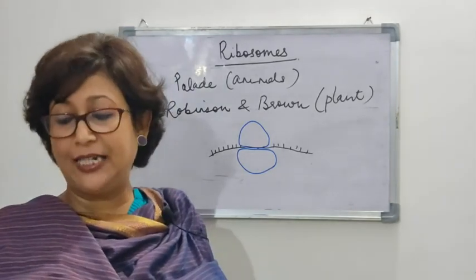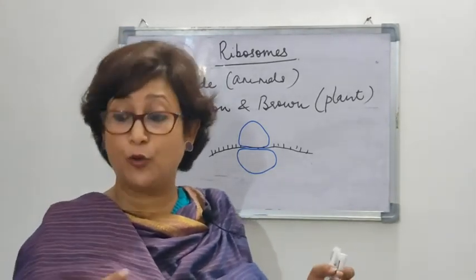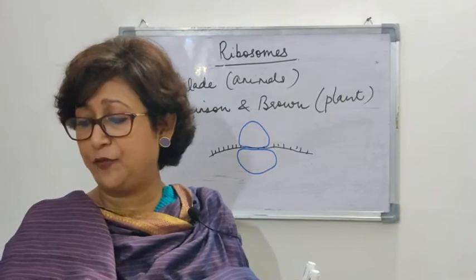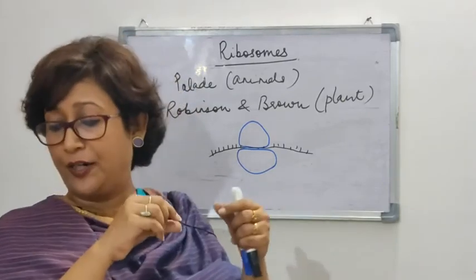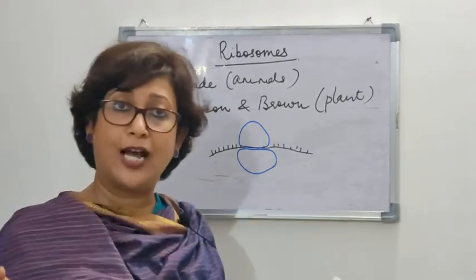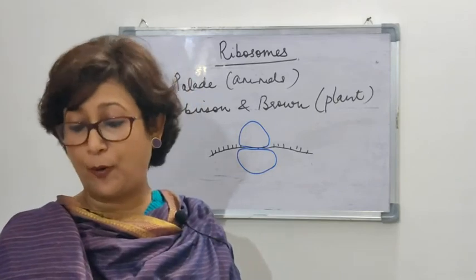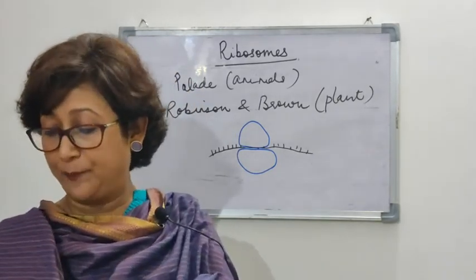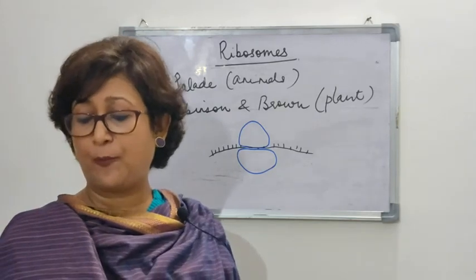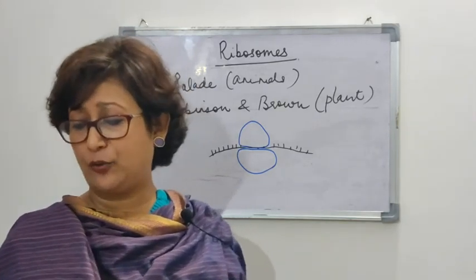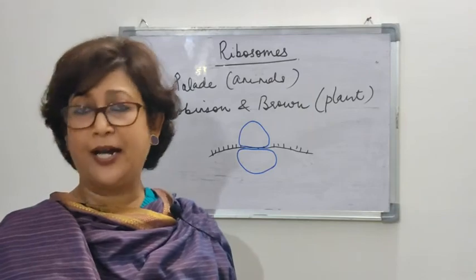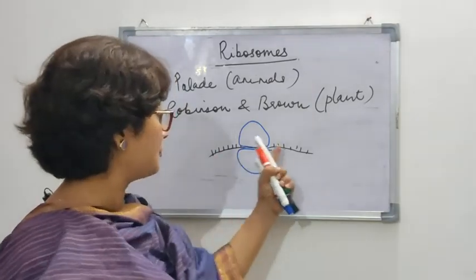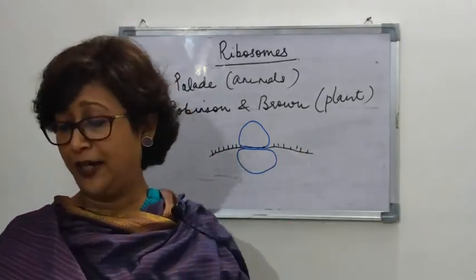Ribosomes may occur singly. If they occur singly, then they are known as monosomes, and if they occur in a helical form or in a group, they are known as polyribosomes or polysomes, right? Poly means many and soma is body. So the different ribosomes of a polysome are all connected to each other by strands of messenger RNA, right?